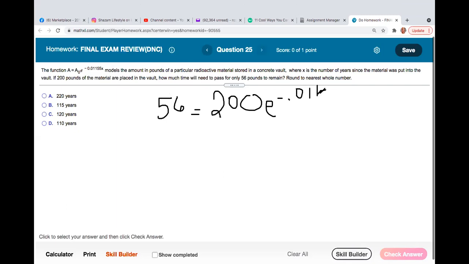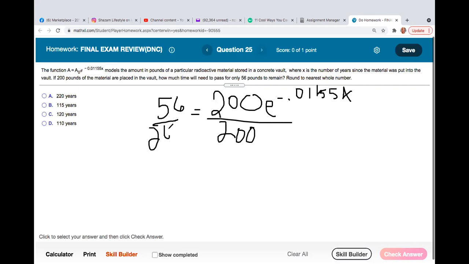0.0155. We need to solve for X, guys. Whenever you encounter a variable in the exponent and you're trying to solve for it, you have to use the inverse. What's the inverse of the exponential function, guys? The logs. The log.